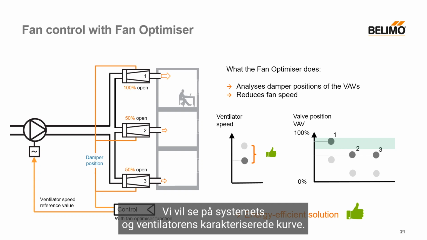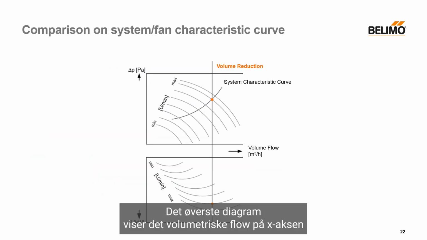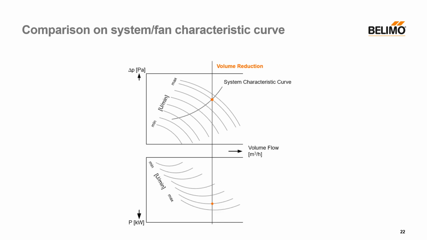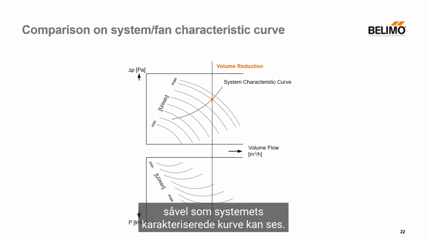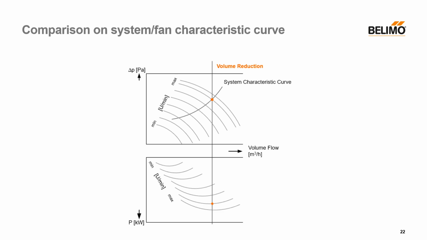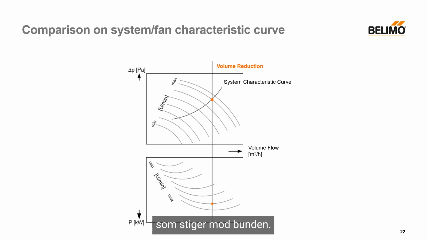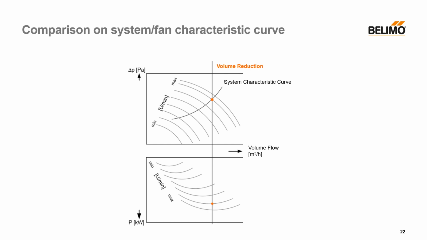We will look at the system and fan characteristic curve. The upper diagram shows the volumetric flow on the x-axis and the differential pressure across the ventilator on the y-axis. The individual speed curves of the ventilator as well as the system characteristic curve can be seen. The lower diagram also shows the power consumption of the ventilator, which increases towards the bottom. The system runs at nominal load at the design point, shown here in red.